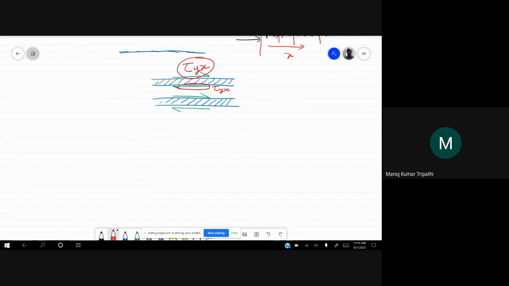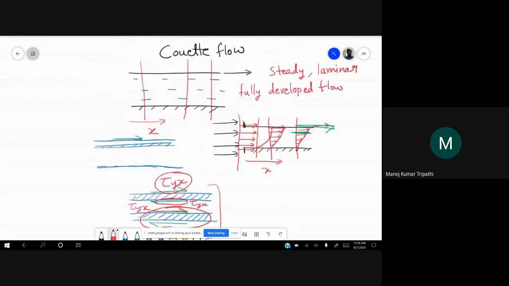And you can see that this equal and opposite force is acting here as well. So this is also tau yx. And this is also tau yx, because this whole thing is in equilibrium. So the forces acting are the same. You can see that the entire fluid will have the same stress tau yx. So at every point in the fluid, the stress is the same for this kind of flow.